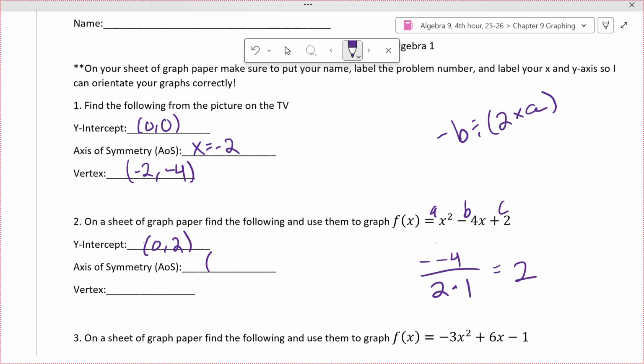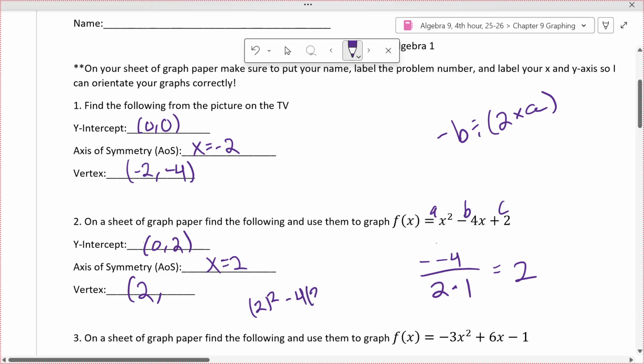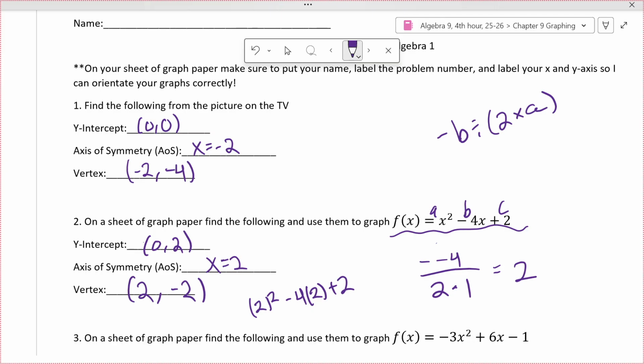I can't see my eraser in the dark on my pen here. Copy and paste that for the vertex. And then again, I'm going to plug 2 into the problem. So I'm going to do 2 squared minus 4 times 2 plus 2. Where am I getting that from? Right here. So I plugged in 2 for the x's. I get 4 minus 8 is -4 plus 2 is -2. Okay.